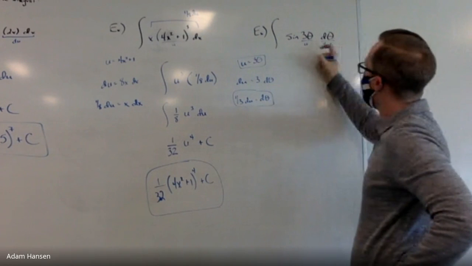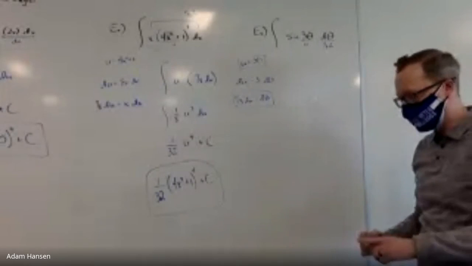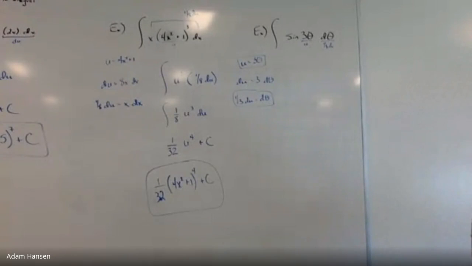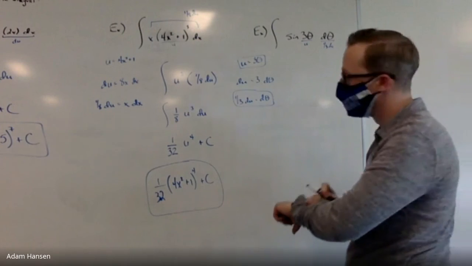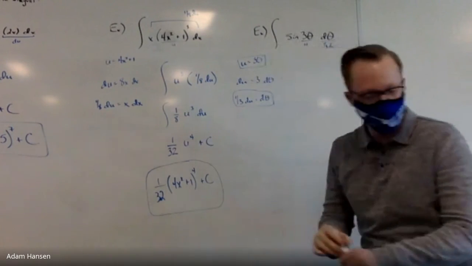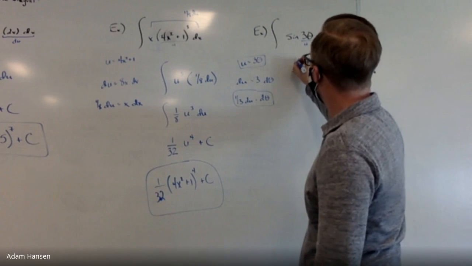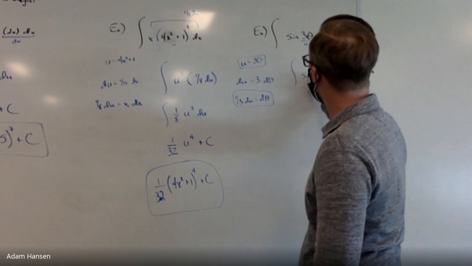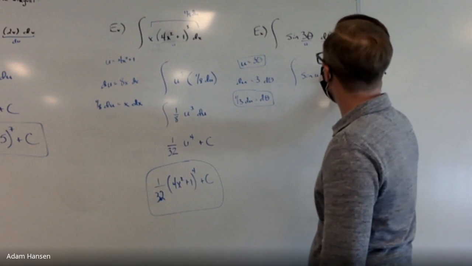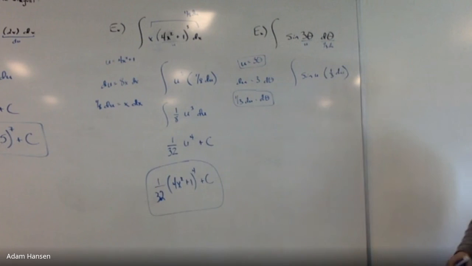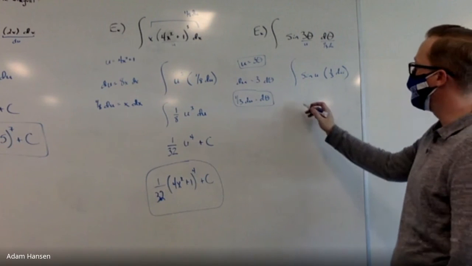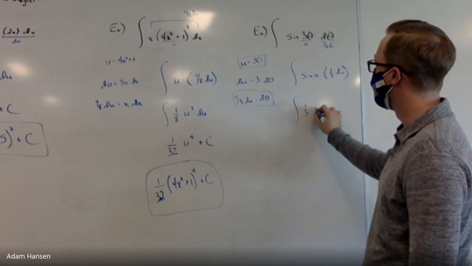3 theta is equal to u. So when I write this expression in terms of my substitutions, I'll have the antiderivative of sine u times 1/3 du in replacement of d theta. I kind of like to have the 1/3 out in front of the sine, put the constant out in front, but that's entirely up to you.